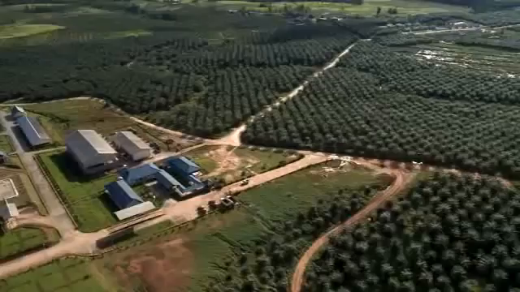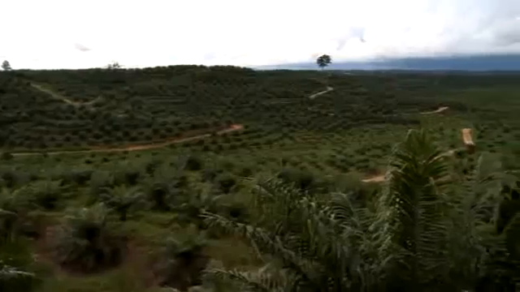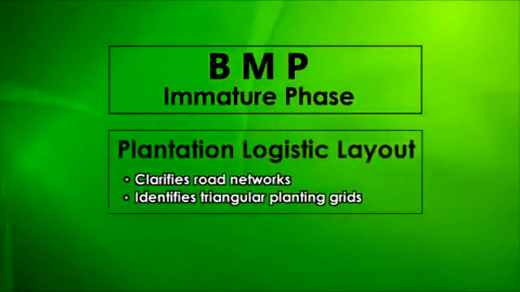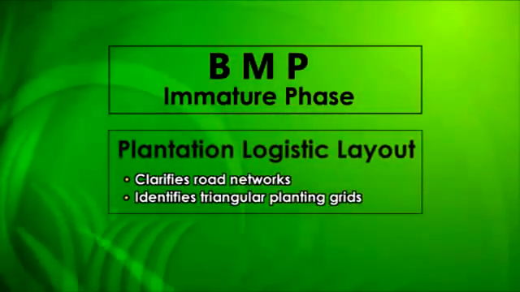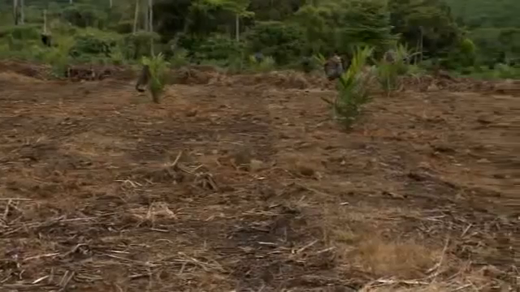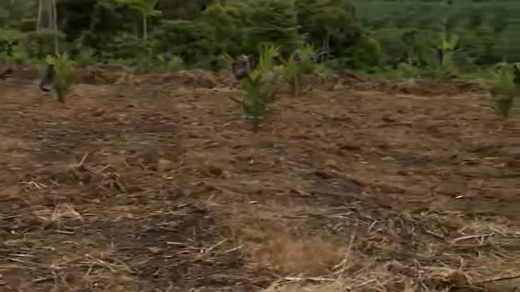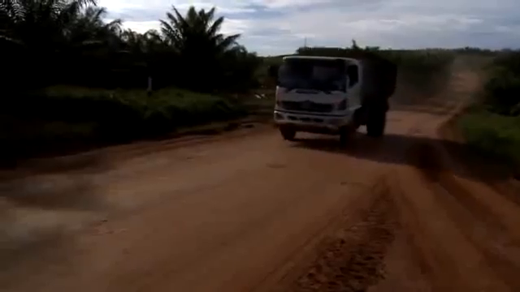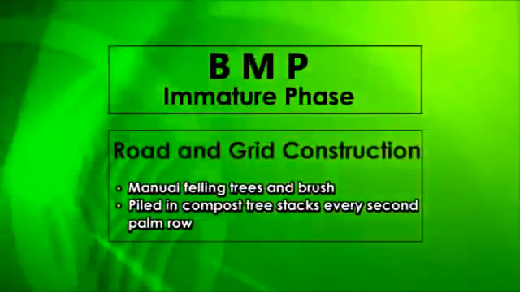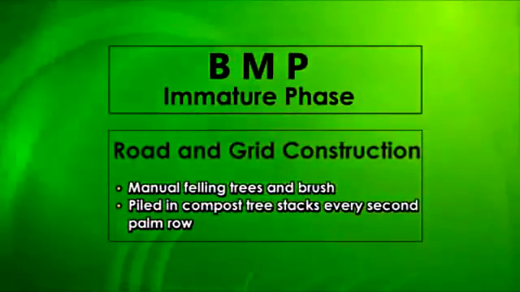Applying the plantation's logistics layout, an adequate network of all-weather access roads and triangular grids for planting palms are then created. Since the top 10 centimeters of soil contains the bulk of indigenous nutrients, it's crucial that this layer remain undisturbed. When doing road and triangular grid construction, BMP recommends manual felling, piling felled material in tree stacks every second palm row.